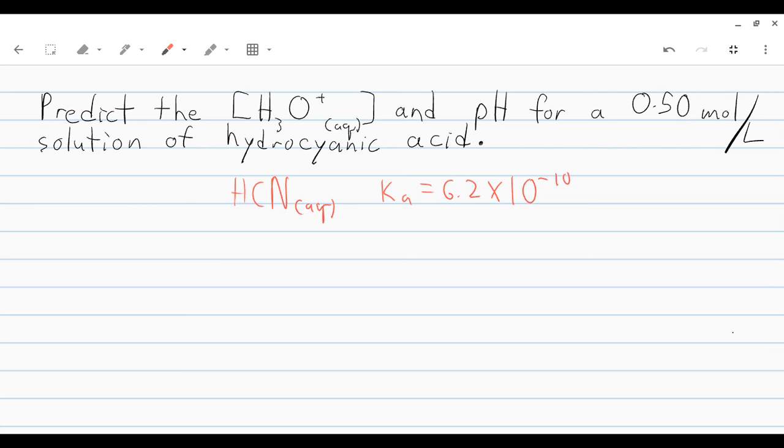So we can set this up in two different ways. I'm going to show you both the long way first, and then I'm going to show you a shortcut. To show all of our work when doing this problem, we'll want to set up an ICE table. So we are going to have hydrocyanic acid reacting with water. Because this is a solution, it will be an equilibrium that creates CN minus and hydronium ions.